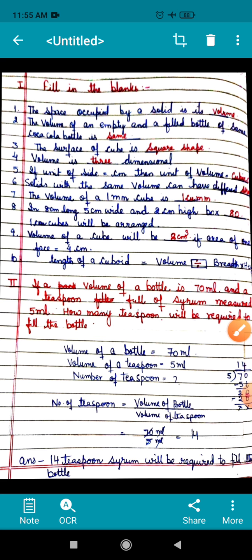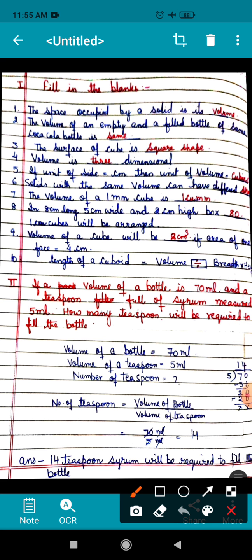Okay, now let us see second question. If a volume of a bottle is 70 ml and a teaspoonful of serum measured 5 ml, how many teaspoons will be required to fill the bottle? Here children, how many teaspoons means number of teaspoons has been asked. Okay, how many teaspoons will be required to fill the bottle?